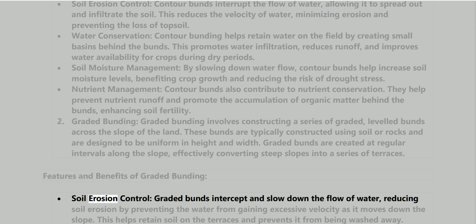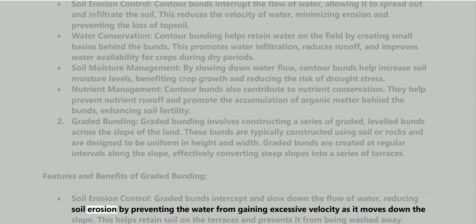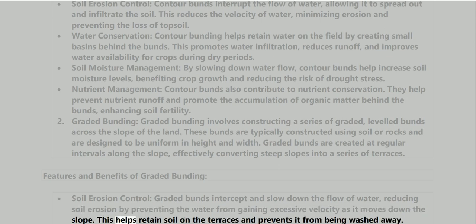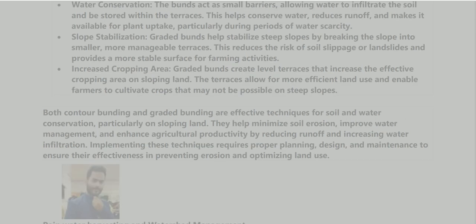Soil erosion control. Graded bunds intercept and slow down the flow of water, reducing soil erosion by preventing the water from gaining excessive velocity as it moves down the slope. This helps retain soil on the terraces and prevents it from being washed away. Water conservation. The bunds act as small barriers, allowing water to infiltrate the soil and be stored within the terraces. This helps conserve water, reduces runoff, and makes it available for plant uptake, particularly during periods of water scarcity.